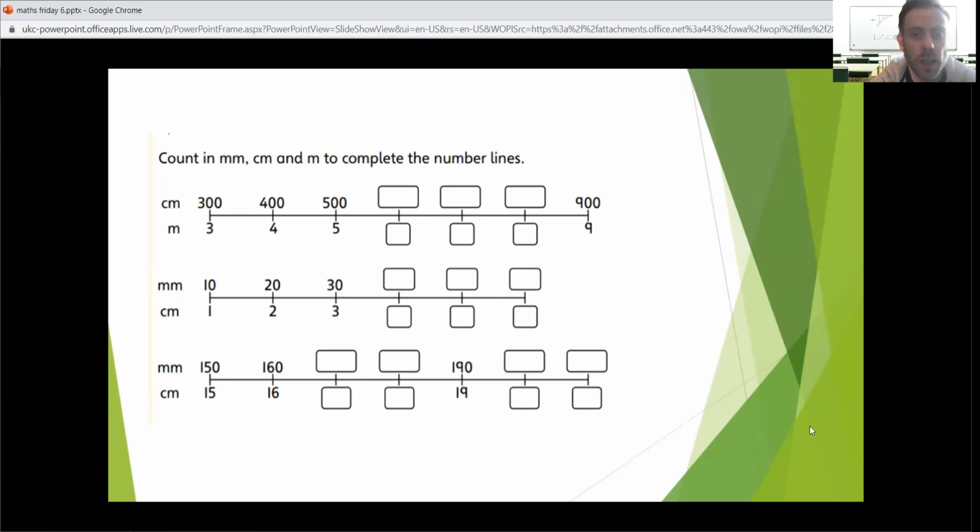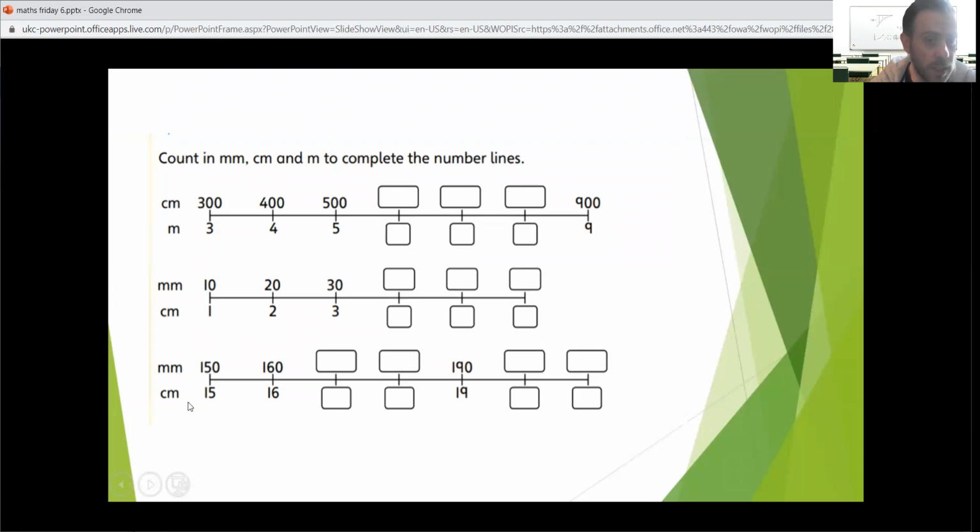All right, so I'll tell you the answers for this one. Hopefully you've had a go at it. So if we've got centimeters at the top, it goes 300, 400, 500, 600, 700, 800, 900. All right, so for meters, it must be 3, 4, 5, 6, 7, 8, and 9. Dead easy. Remember that 100 centimeters in a meter. All right, millimeters now. We've got 10, 20, 30, 40, 50, 60. So that must mean the centimeters go 1, 2, 3, 4, 5, 6. Remember, there are 10 millimeters in 1 centimeter.